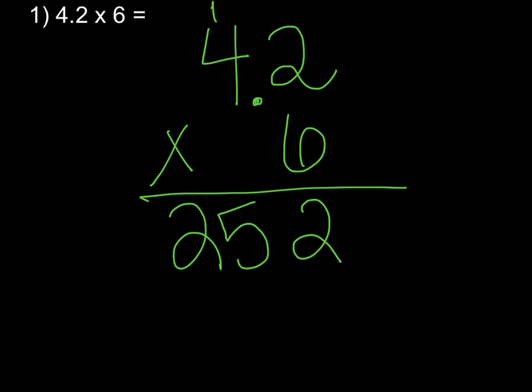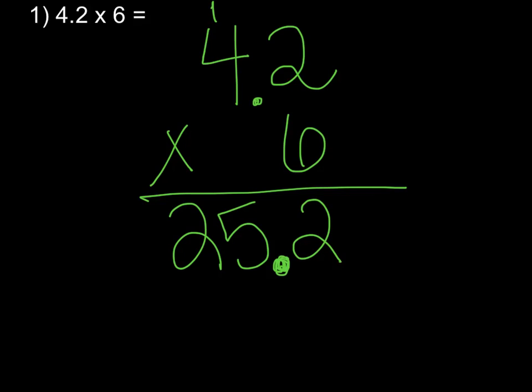Now, we can think of 4 and 2/10 times 6 as pretty close to 4 times 6, which would be 24. And because it's 4 and 2/10 times 6, it's going to be more than 24. So the only place that makes sense to put the decimal would be right here. I'm sorry. Right, that would not make sense because it would be 2 and 52 hundredths. It's going to go right here.